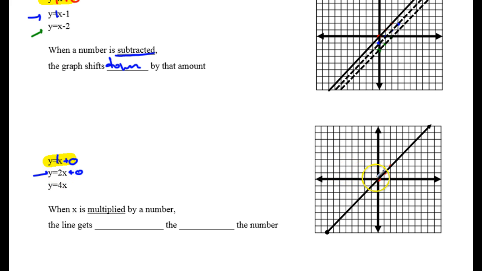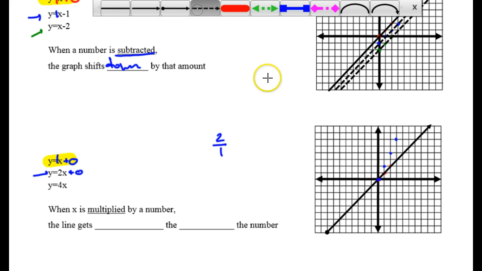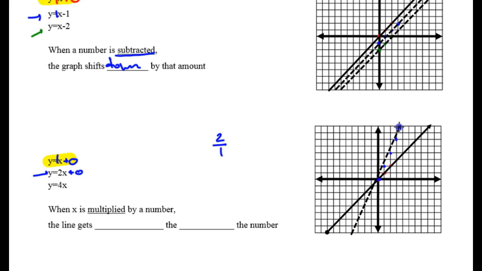So now look, I'm going to start on the same y-intercept. But now my slope is 2, which means 2 over 1. So I'm going to go up 2 over 1, up 2 over 1, up 2 over 1. Okay, so now when I graph this one, it's going to look like this.